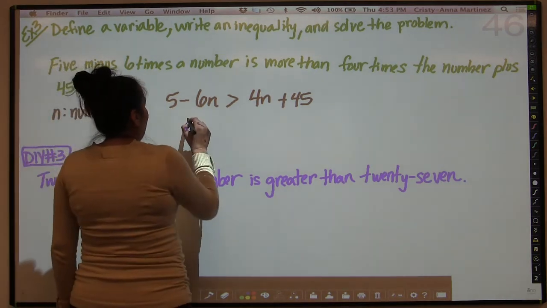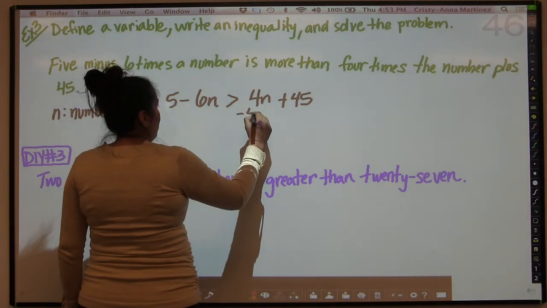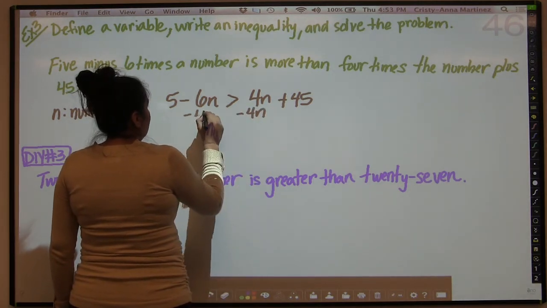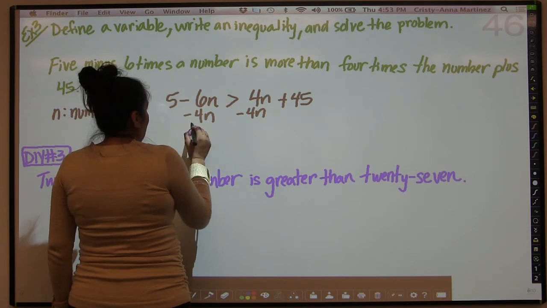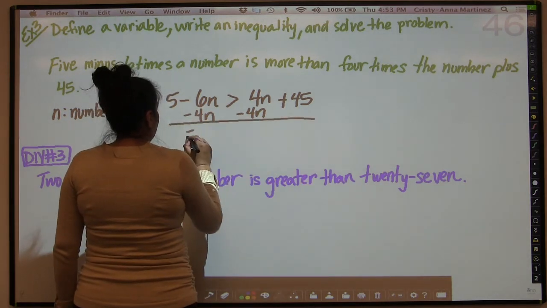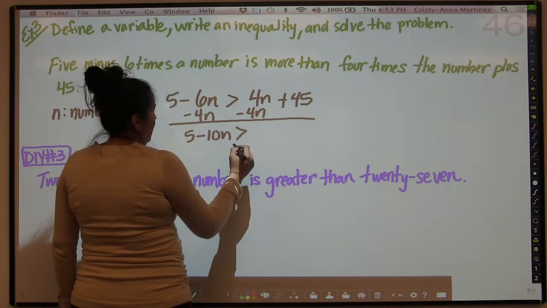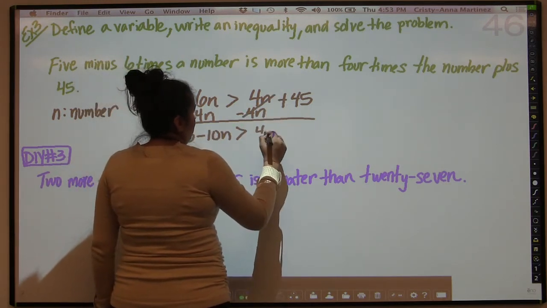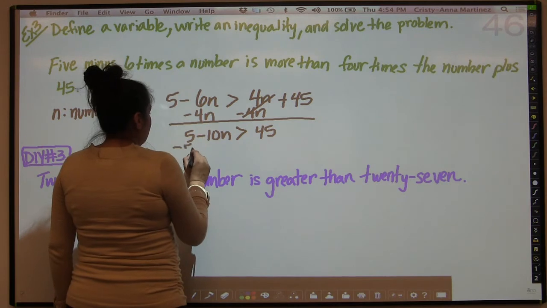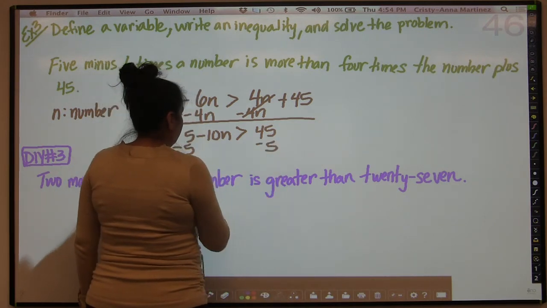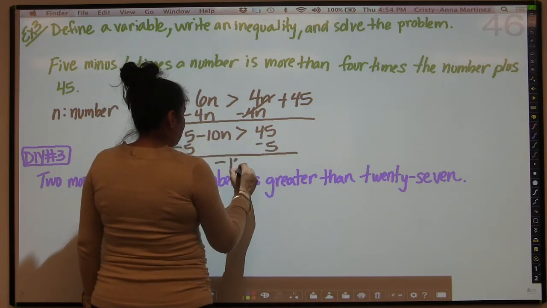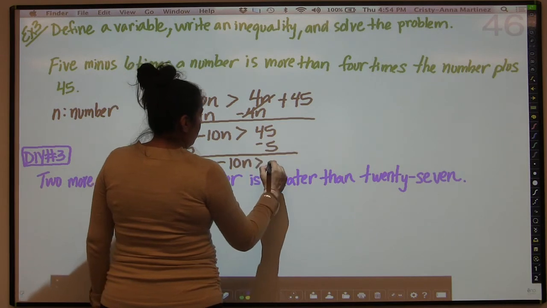So I'm going to go ahead and bring these 4 n's over here to this side. And that's going to give me 5 minus 10n, because negative 6 minus 4 is negative 10n. They're going to cancel, I'm going to get 45. Then we want to subtract this 5 to the other side. And that's going to be negative 10n is greater than 40.